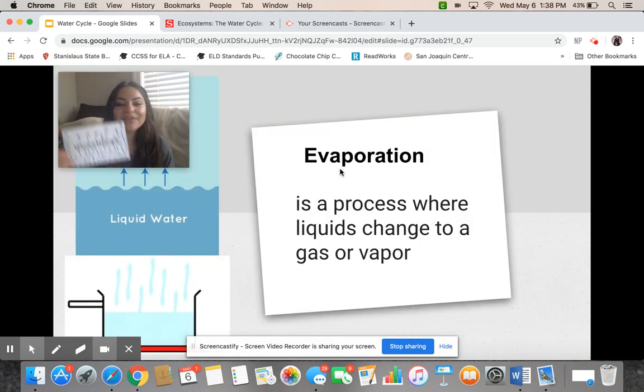Evaporation. The process where liquids change to a gas or vapor. So two things that we could probably think about and already know about evaporation: one, when you are boiling water in a pot on the stove, if you turn off that water after it's been boiling a while, you will notice that you have less water than you started with. That is because some of that water has vaporized and turned into a vapor or gas and disappeared.